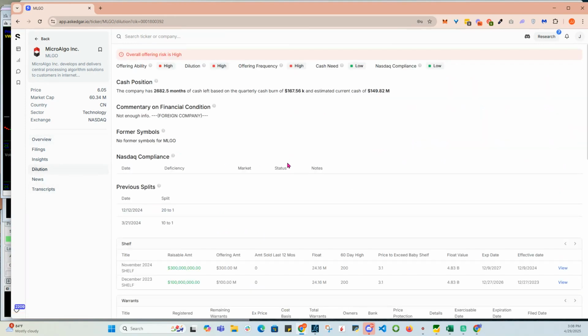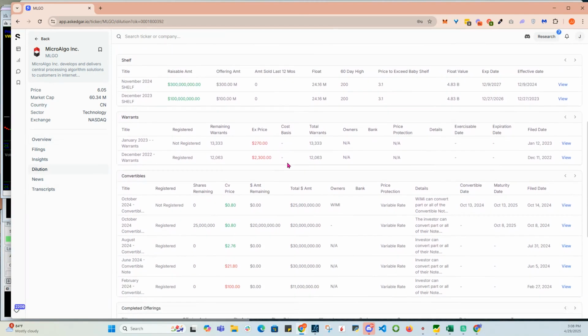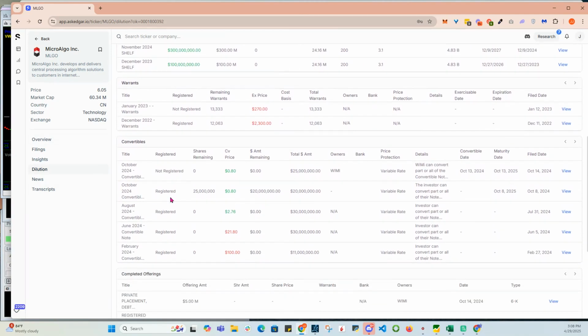If I go into the dilution tab here, they have a couple convertible notes, but basically, it can be converted at very favorable prices. In the press release, they had mentioned that it would be converted at 80 cents a share, which would be 25 million shares. There's also this other convertible note, which wasn't the one they were referring to in the press release, even though this was actually converted.